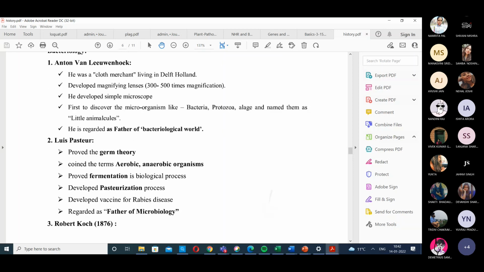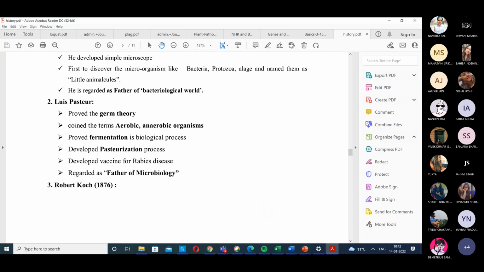Then Louis Pasteur, we all know, he proved the germ theory. He coined the terms anaerobic and aerobic organism. He proved that fermentation is a biological process. He also developed the pasteurization process. He developed the vaccine for rabies disease, and he is known as the father of microbiology.